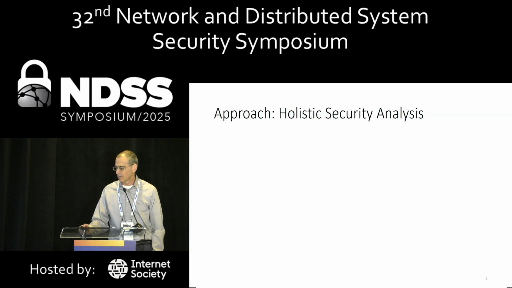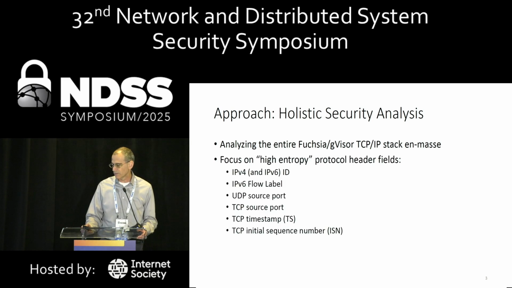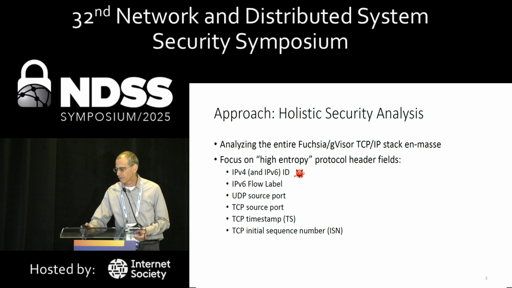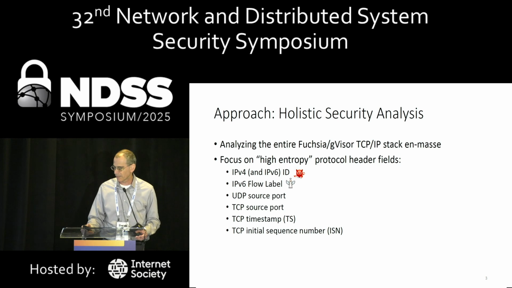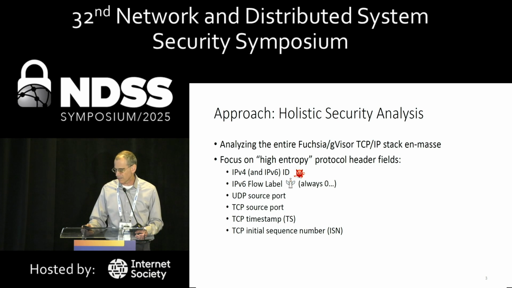So our approach is a holistic security analysis where we analyze the entire Fuchsia and gVisor TCP/IP stack en masse. We focus on the high entropy protocol header fields. These are the usual suspects, starting with the IPv4 and IPv6 ID, where we find some issues. In the IPv6 flow label, we couldn't find anything for the prosaic reason that it's always 0. And then we moved on to UDP source port, TCP source port, TCP timestamp, and TCP initial sequence number, where in each we found some security issues.